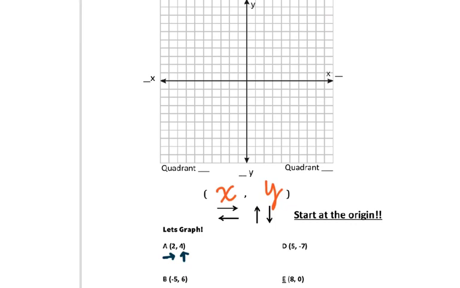We start at the middle. That's the origin. So we start right at the origin. We move to the right 2, and then we move up 1, 2, 3, 4. And we'll put an ordered pair right at the corner of those boxes. I'm going to put an A there. So that is the ordered pair, 2, 4. Go ahead and try letter B.